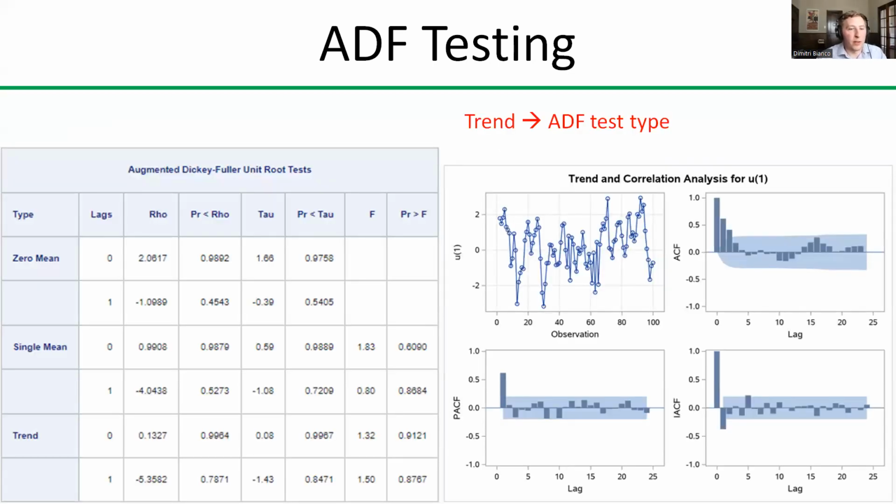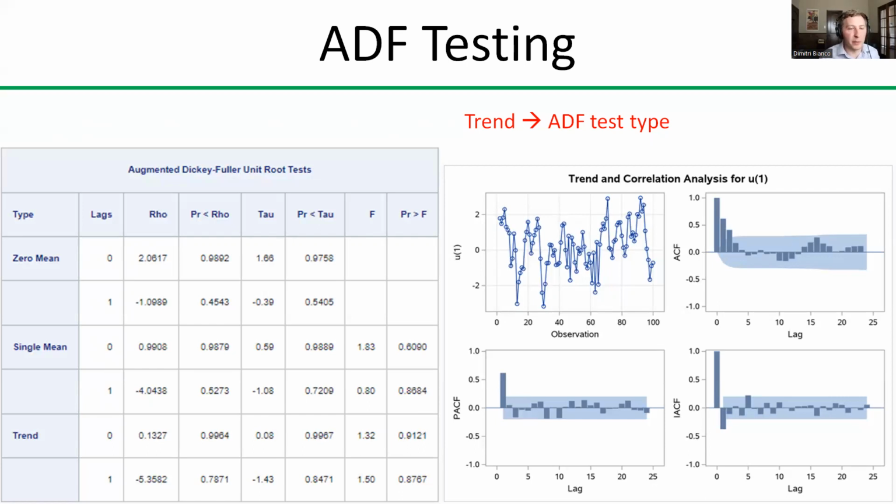This is output, what it would look like in SAS. This is why I like SAS so much, just because the tests and the tables are so nice and clean. The table on the left is what you should see. You should have zero mean, single mean, and trend. There are 3 types of stationarity tests that you can actually use here.